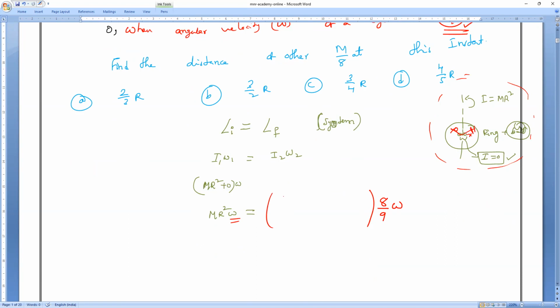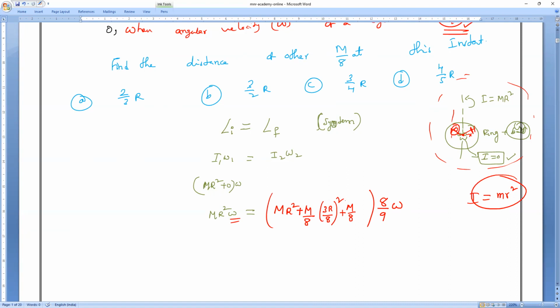So the moment of inertia of the ring is what? Mr square. Plus, next, the inertia of this ball, can you tell me? Inertia of this ball, how much, guys? It is mass m by 8 into the distance traveled from the center, 3r by 8. Clear? Plus another ball, m by 8. What is the inertia formula? Mass into r square. Am I right or wrong?